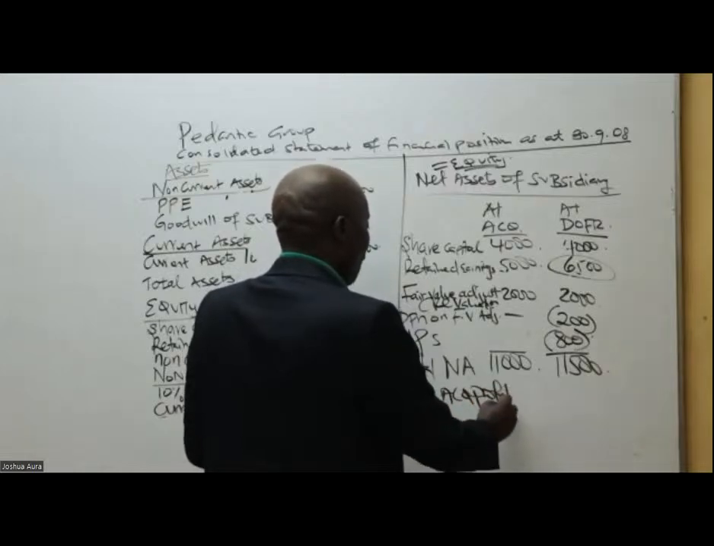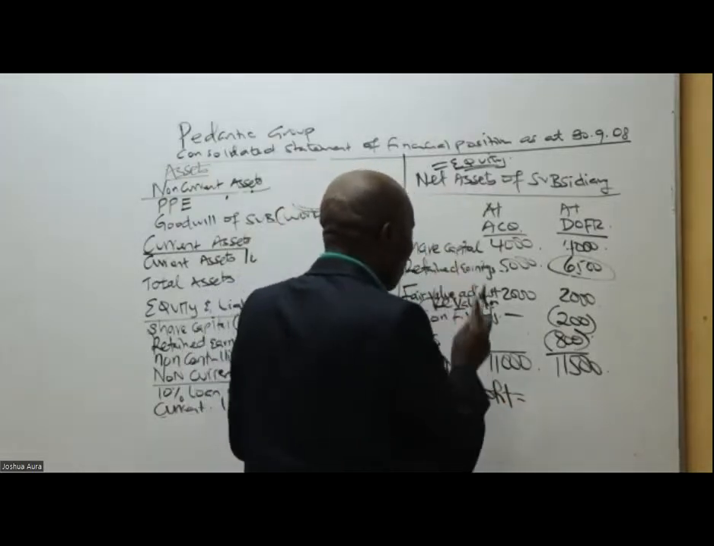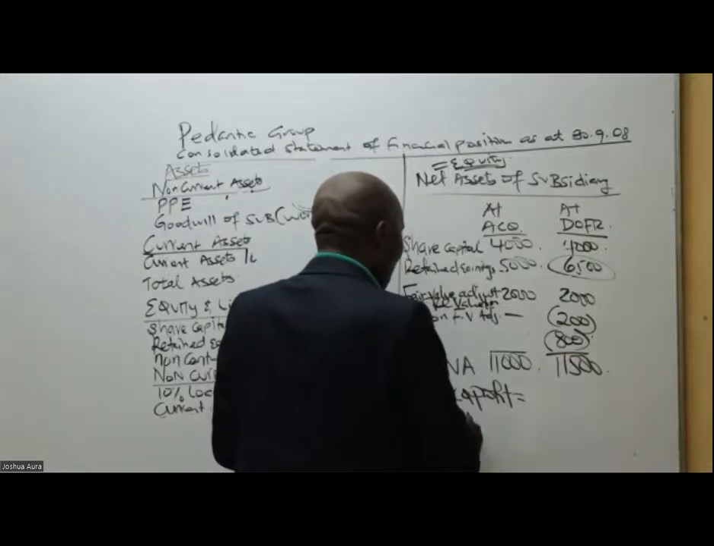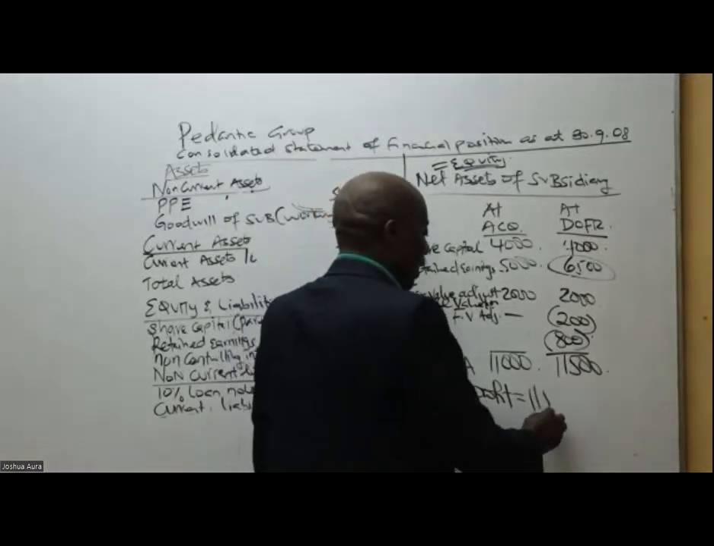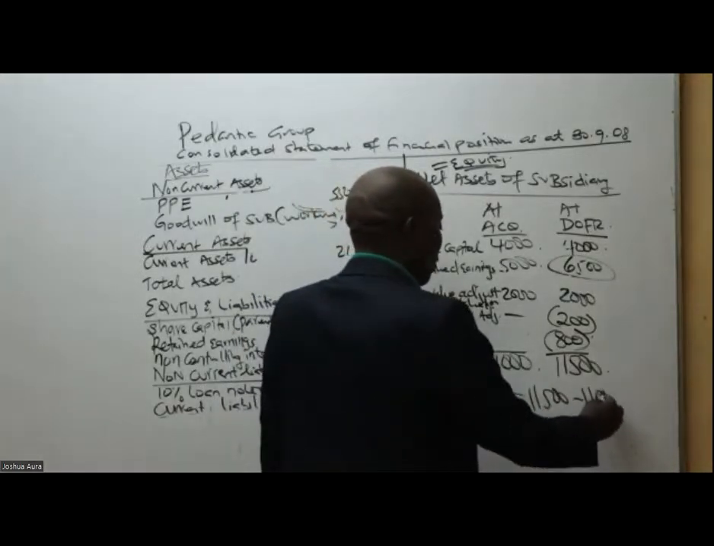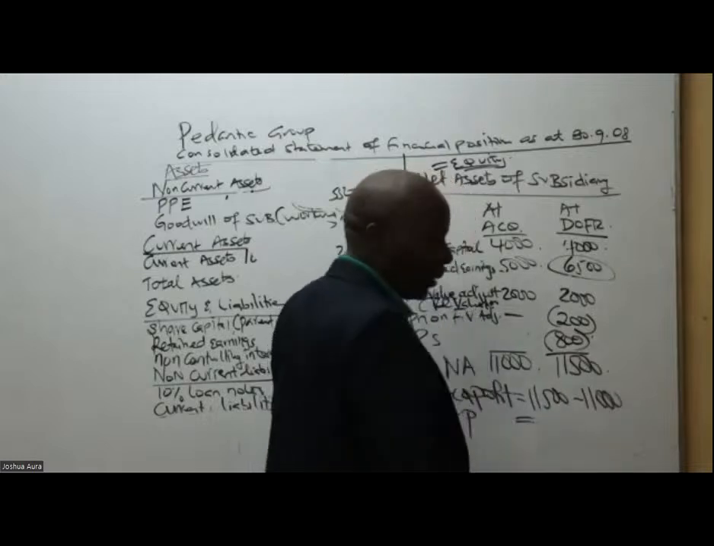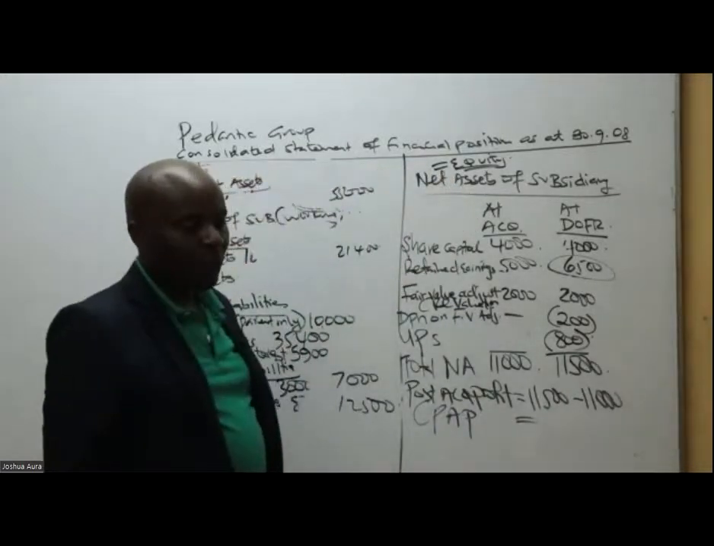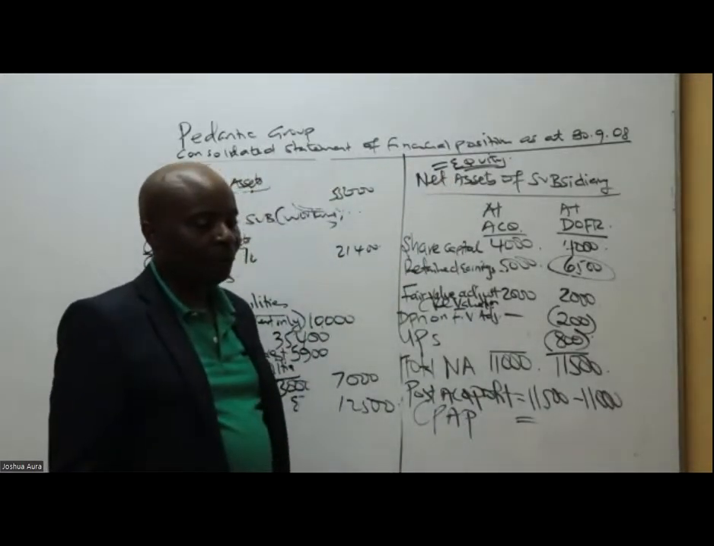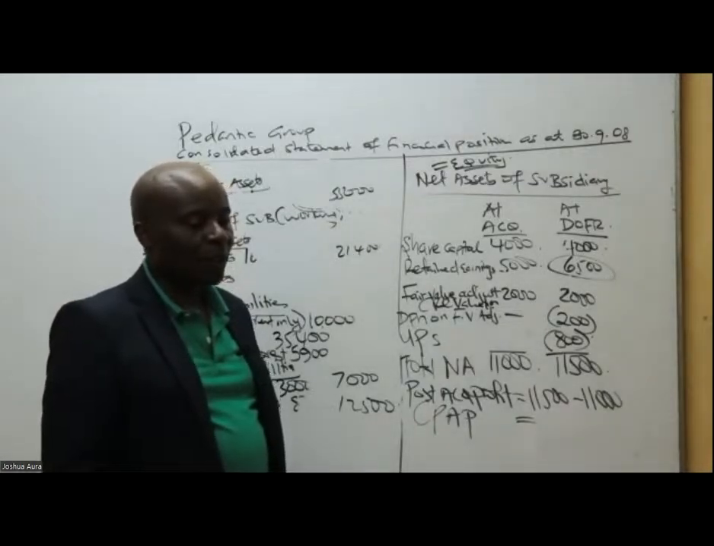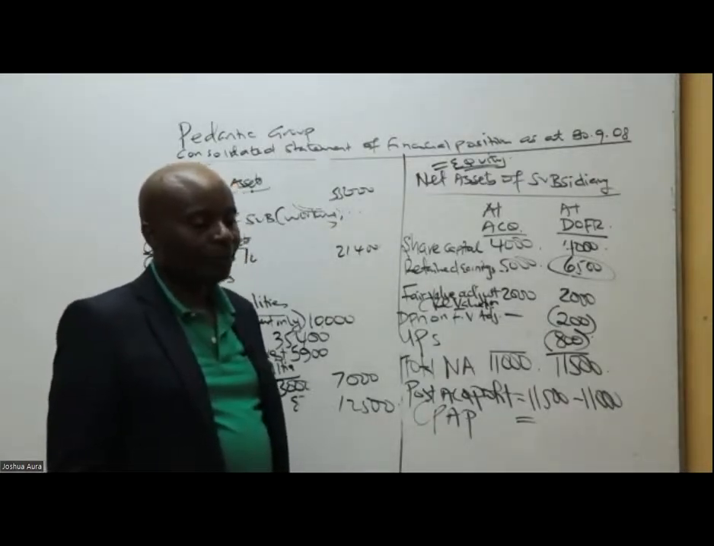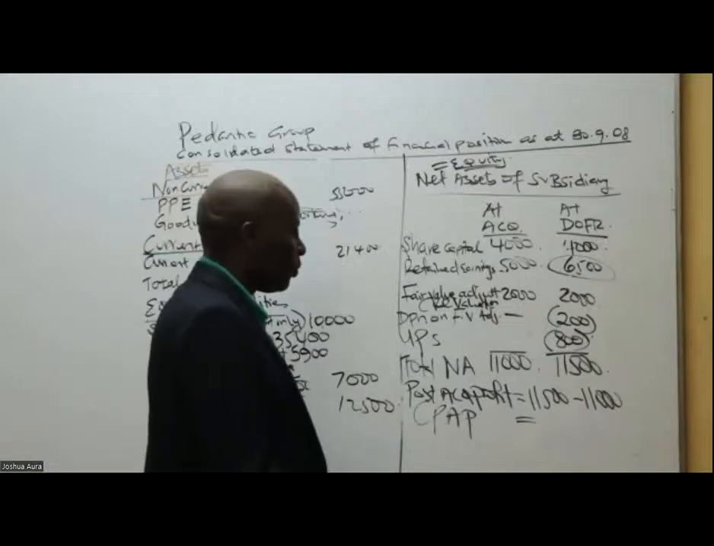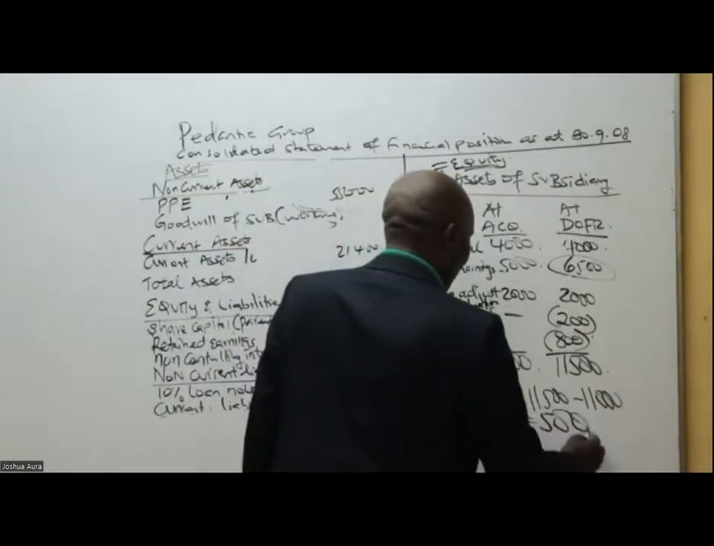So this post-acquisition profit, which is popularly abbreviated as PAP, will be 11,500 minus 11,000, which will end up giving us how much? PAP will be equal to how much? 500. Thank you so much. So the PAP will be 500.